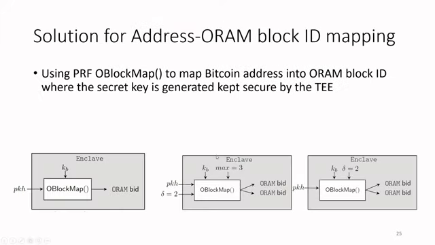To address this challenge, we use a pseudo-random function to map Bitcoin addresses into ORAM in T3. However, there is a secret key fed into the pseudo-random function that is generated and kept secure by T. At a high level, this means the mapping between Bitcoin address and ORAM block is kept hidden by T. In our paper, we propose different mappings for different trade-offs in terms of storage, and we refer readers to our paper for the discussion.